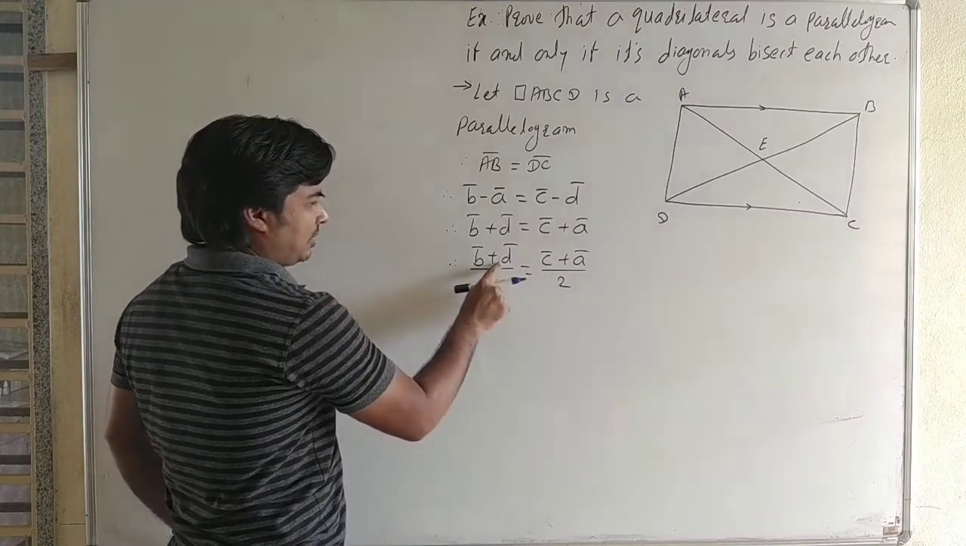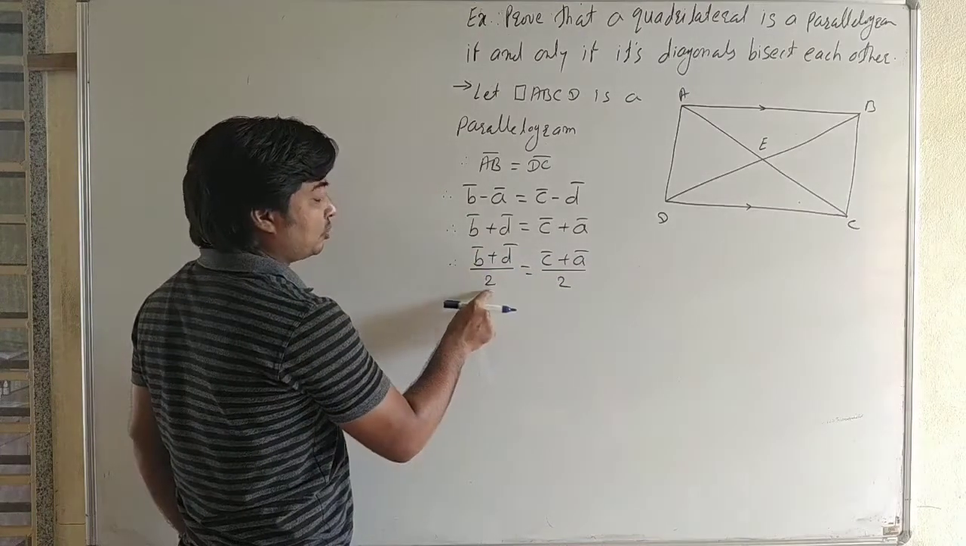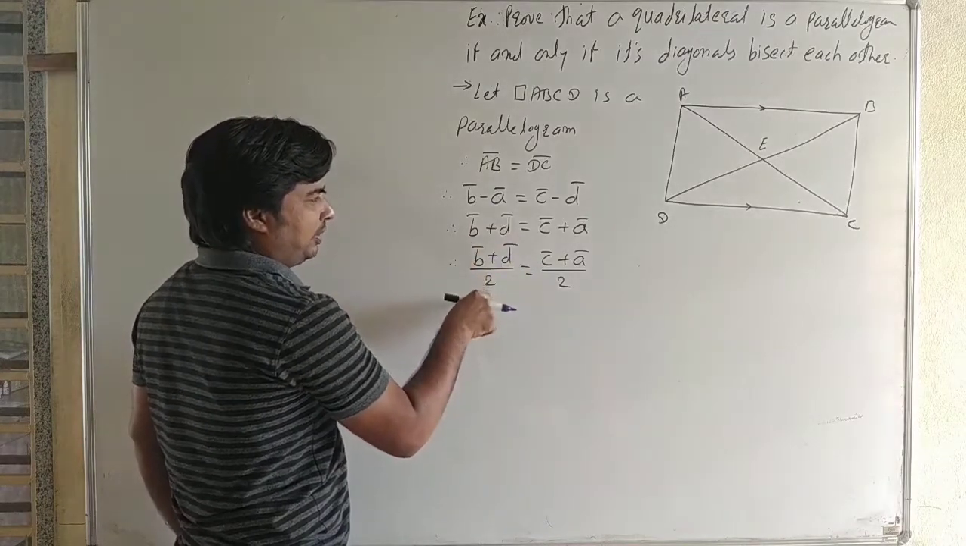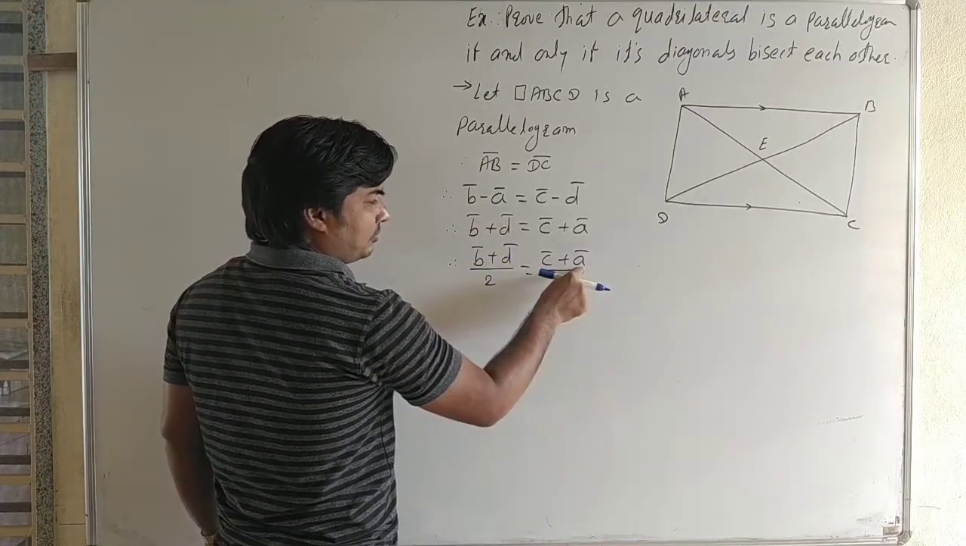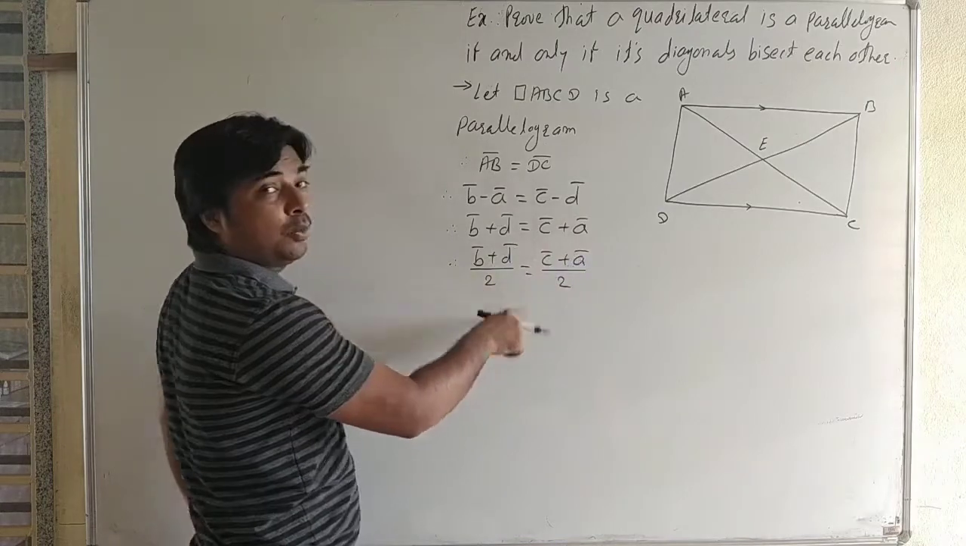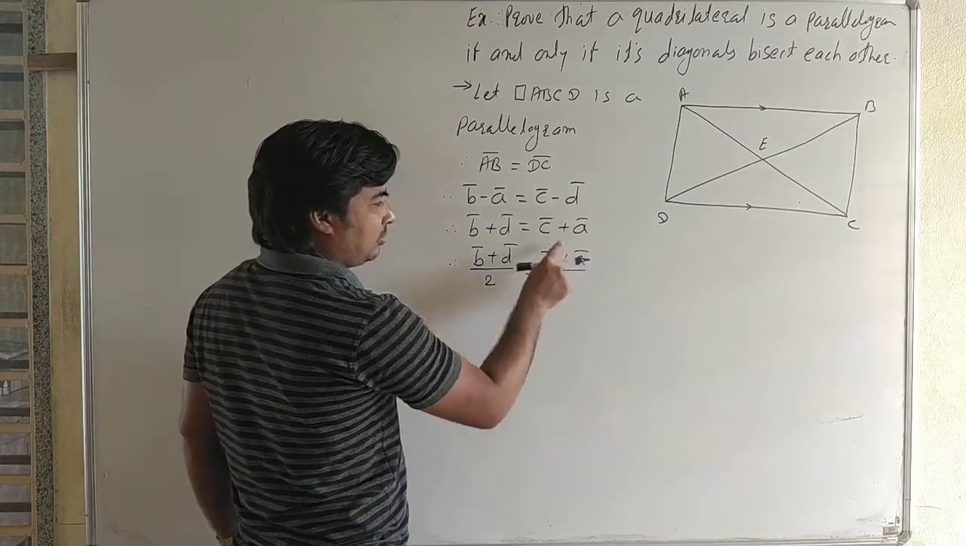That means B bar plus D bar upon 2 is the midpoint of BD, and C bar plus A bar upon 2 is the midpoint of AC. Okay, it is the midpoint of AC.